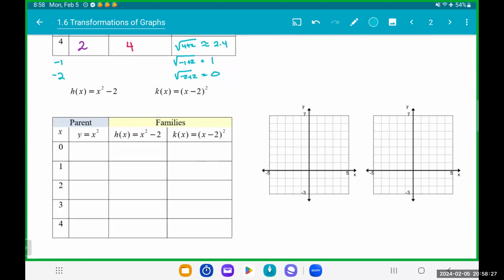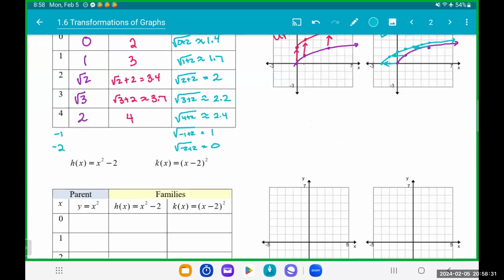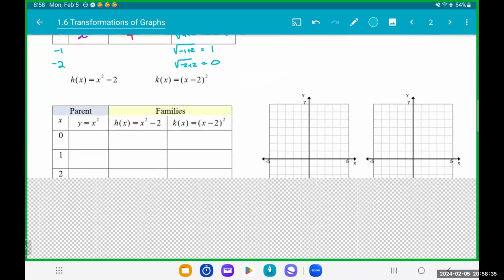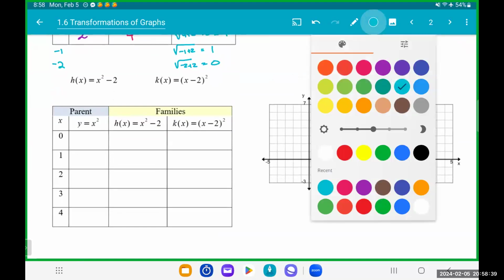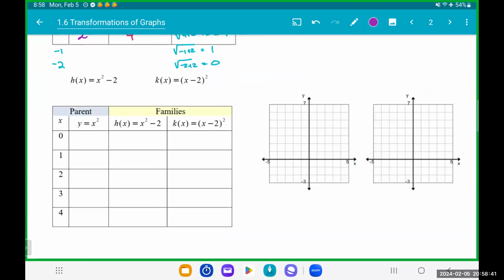So for this next one, I'm not going to do as much as I did with square root of 2 plus 2, square root of 3. I'm not going to really do that much this time, but I will fill in the table here for you. Let's stick with purple for our parent. 0 squared is 0, 1 squared is 1, 2 squared is 4, 3 squared is 9, 4 squared is 16.